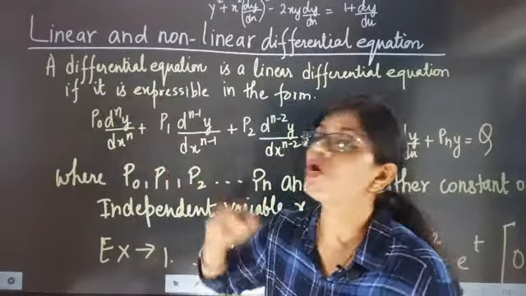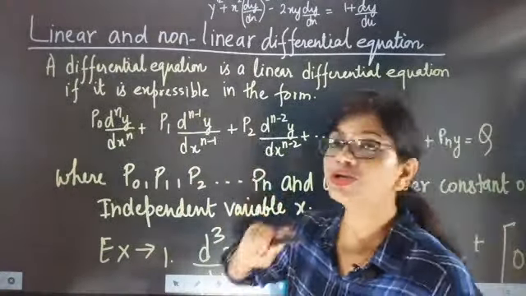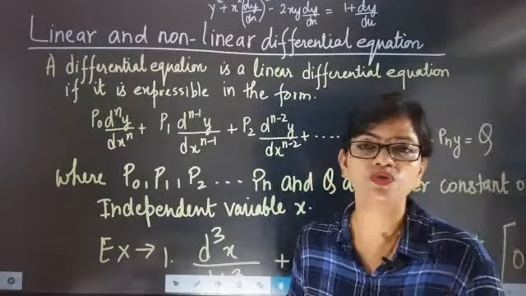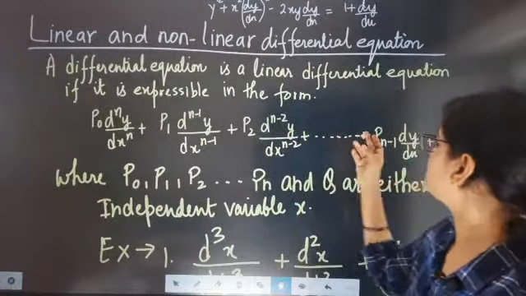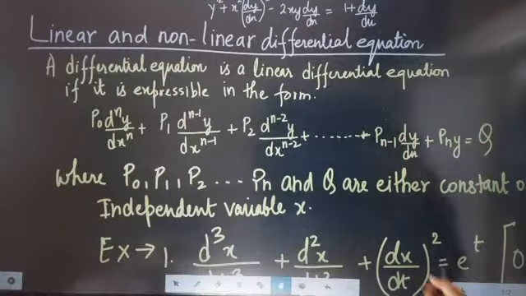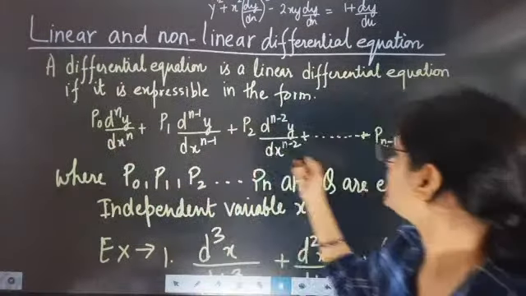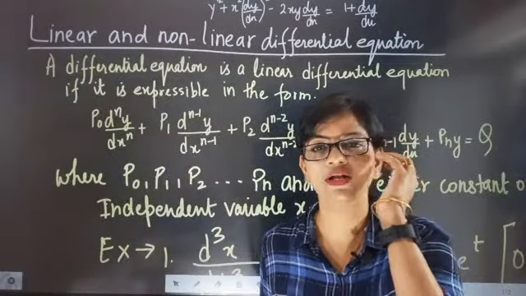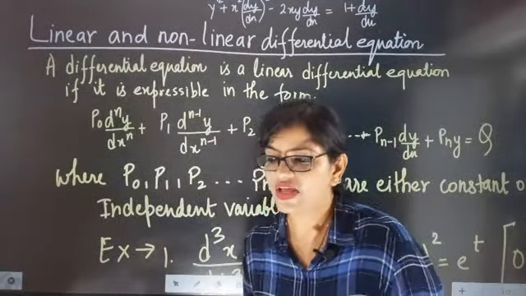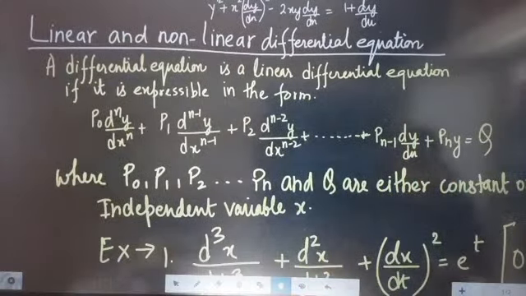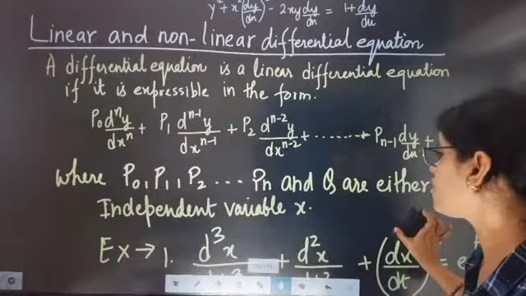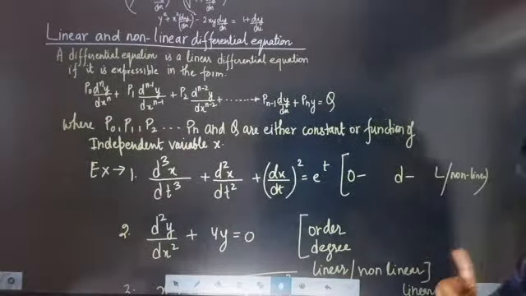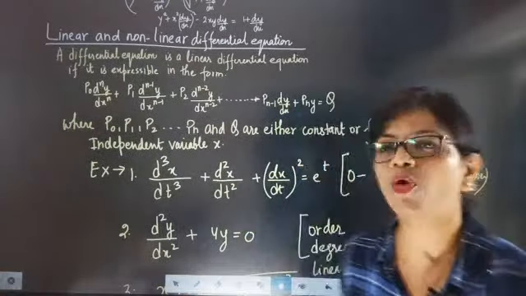Here you can see the order is n, then the order is reduced by 1 and it is coming as n minus 1, then n minus 2, and then it is coming to some constant. So here p0, p1, p2 till pn minus 1, pn, q are constants or coefficients of the independent variable. This is a very important point to remember.